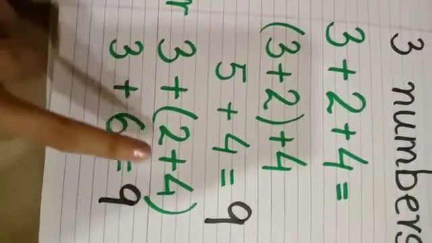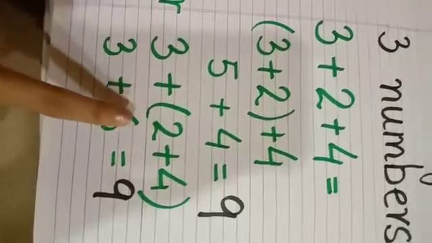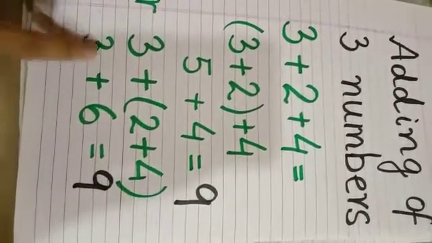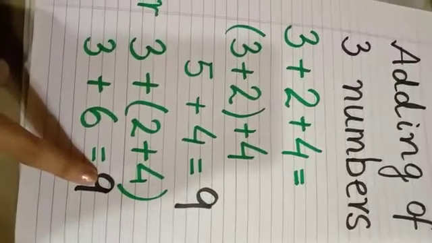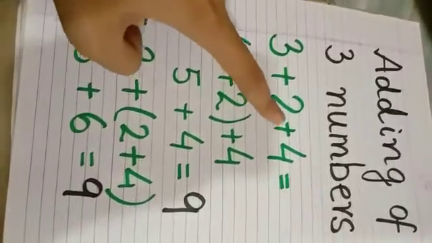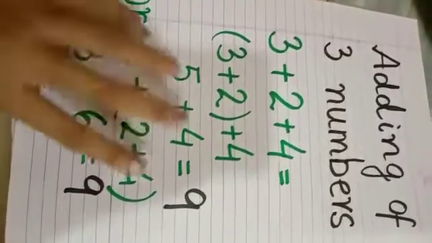Also, if we add 4 and 2 together, it makes 6. And when we add 6 to 3, it makes 9. Therefore, however we add these three numbers, the answer will be same.